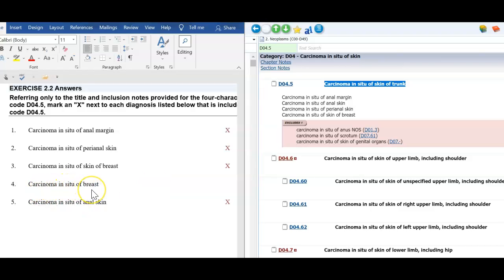Carcinoma in situ of just the breast. Right here, we don't have of just the breast. It has to be skin. So looking through here, this is not included. So this would have to be a different code. And then our last one is anal skin. It's also included.